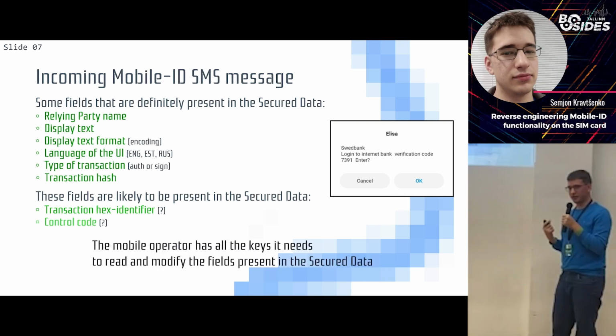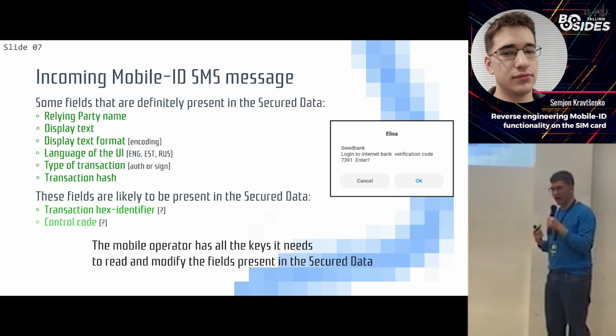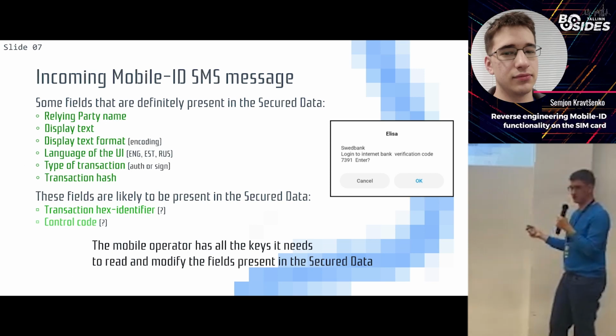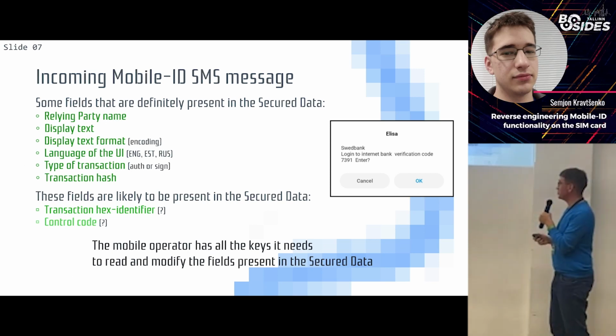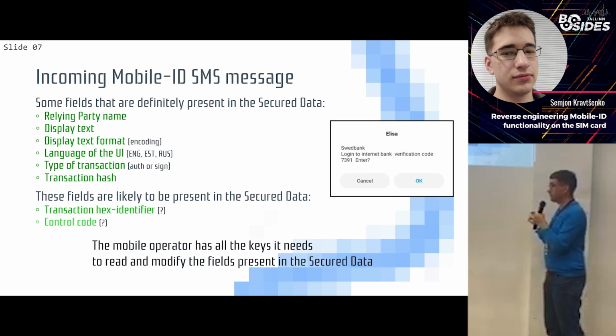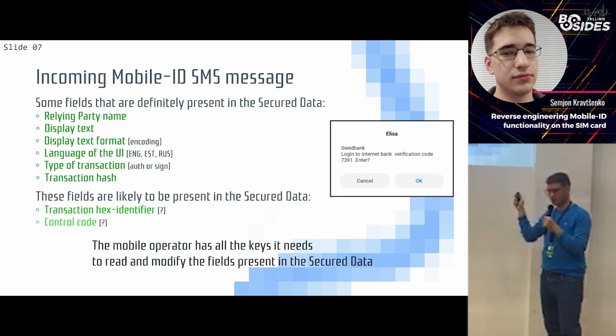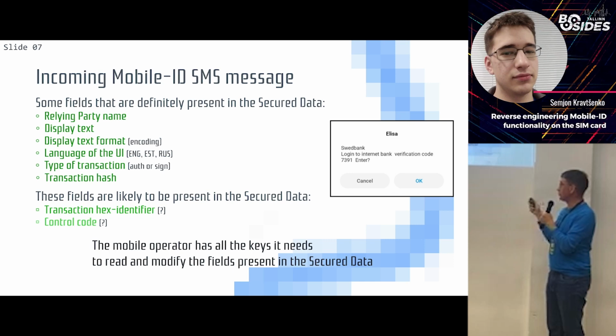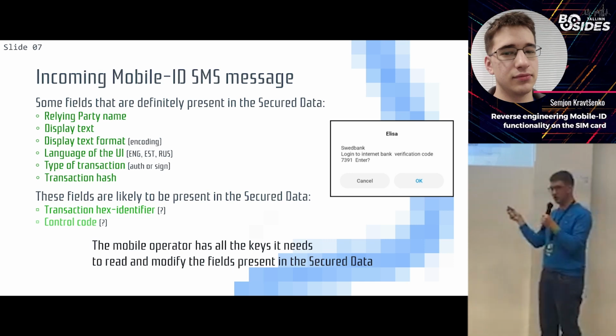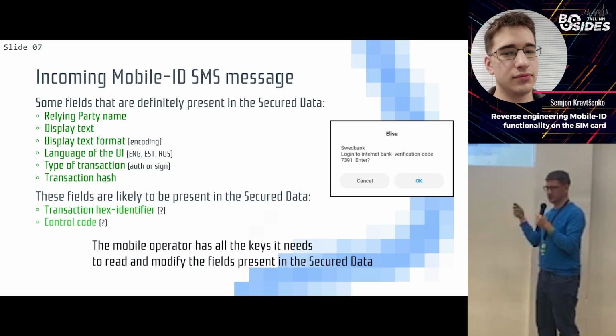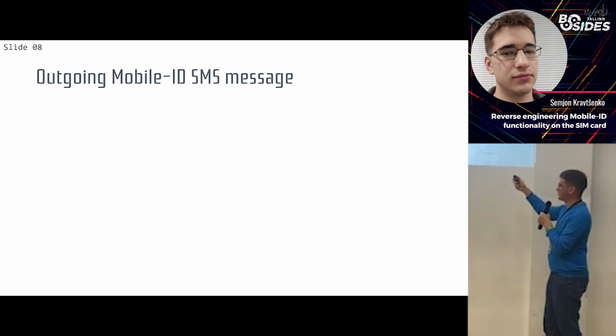That is because the mobile operator has all the keys it needs to actually read and modify this data inside the incoming SMS. This means that they can actually substitute the display text, so the text of the prompt that is supplied. They can modify the relying party name, and they can even tamper with the hash. And this is extremely important because we don't want the user to sign something that they didn't intend to sign. And if the control code is present inside the message, that means that the OTA server can just substitute the hash and get a signature on something else. And there is even an attack if the control code is not present in the message. There is still an attack, but I won't disclose this attack to you.